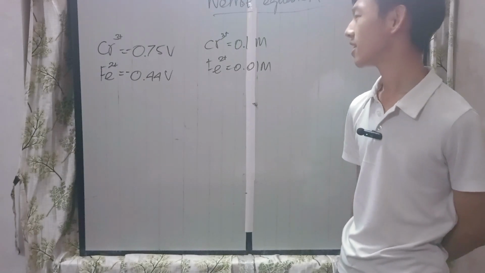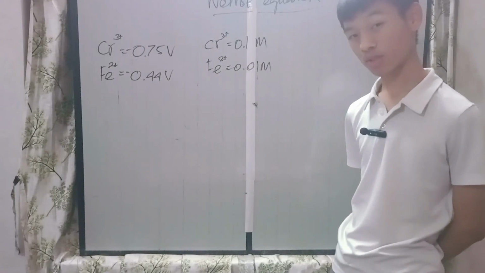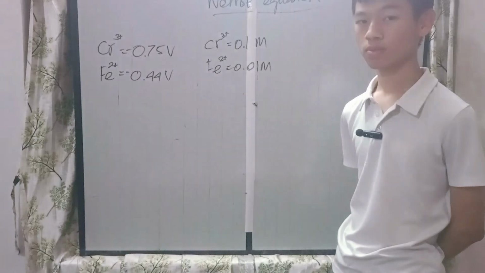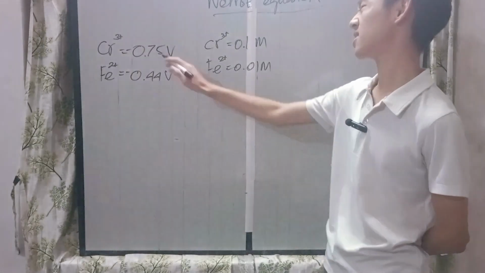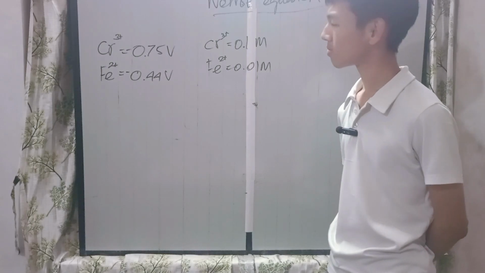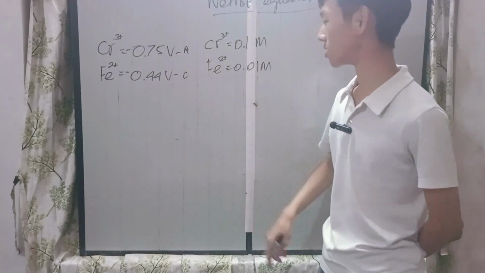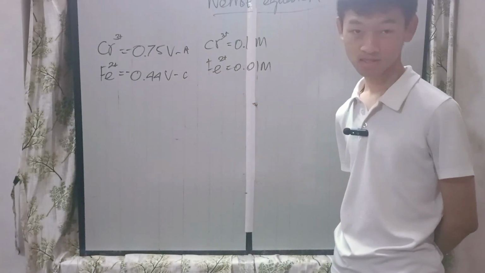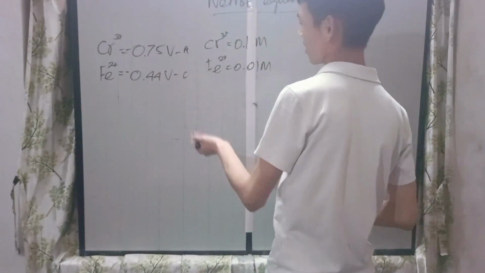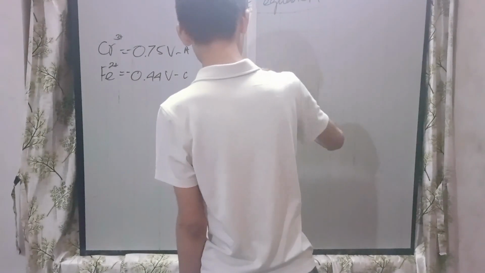Here the one with the lower value is the anode. The one with the lower value is more negative. This is the anode, this is the cathode. The one which is more negative is the anode, and the one which is less negative and more positive is the cathode. Simple.